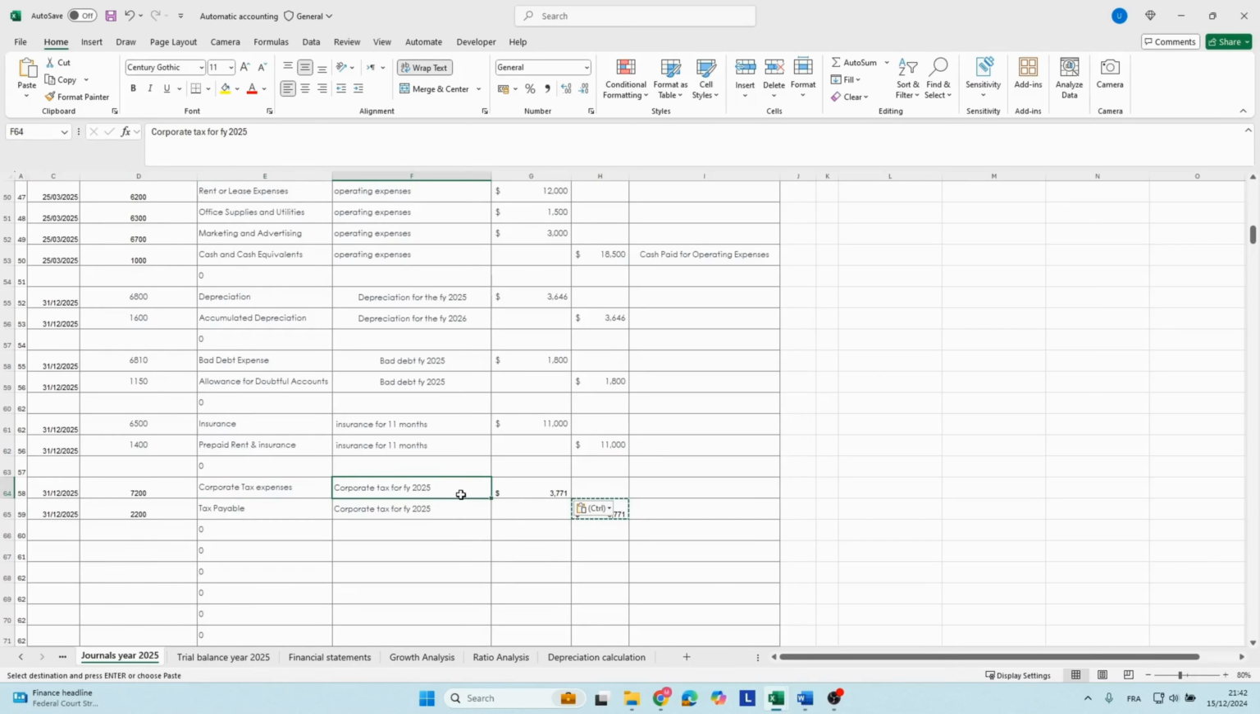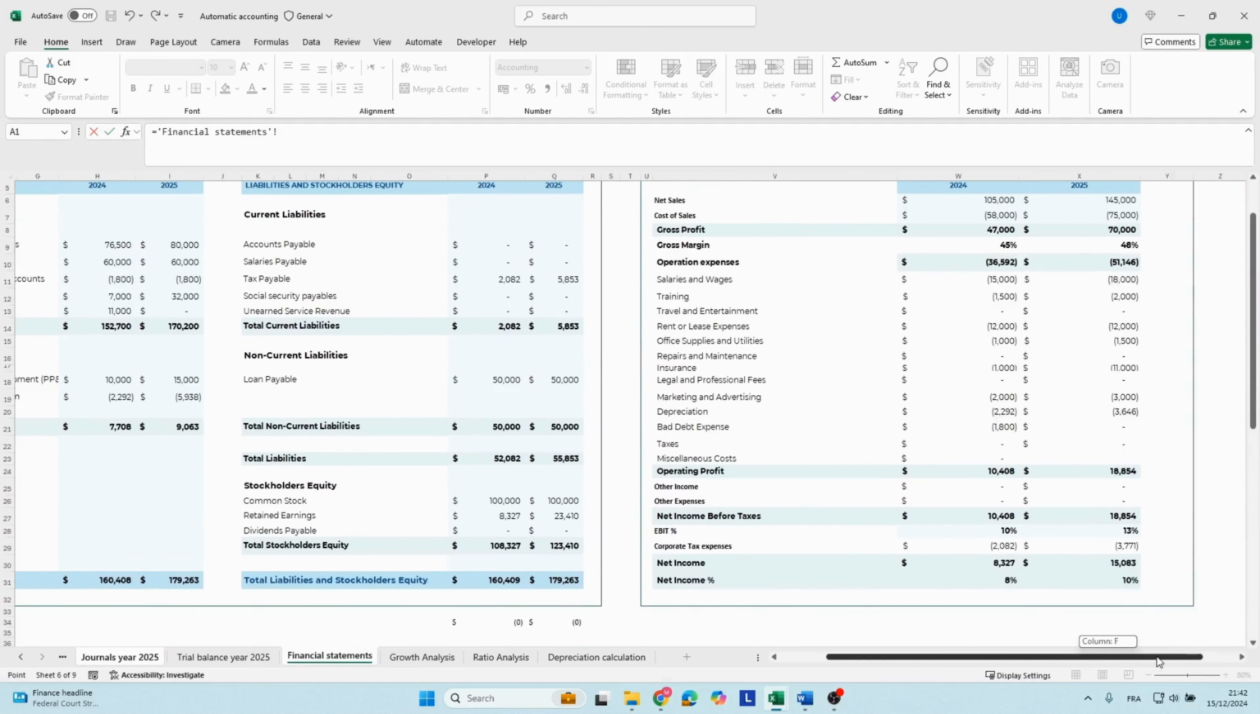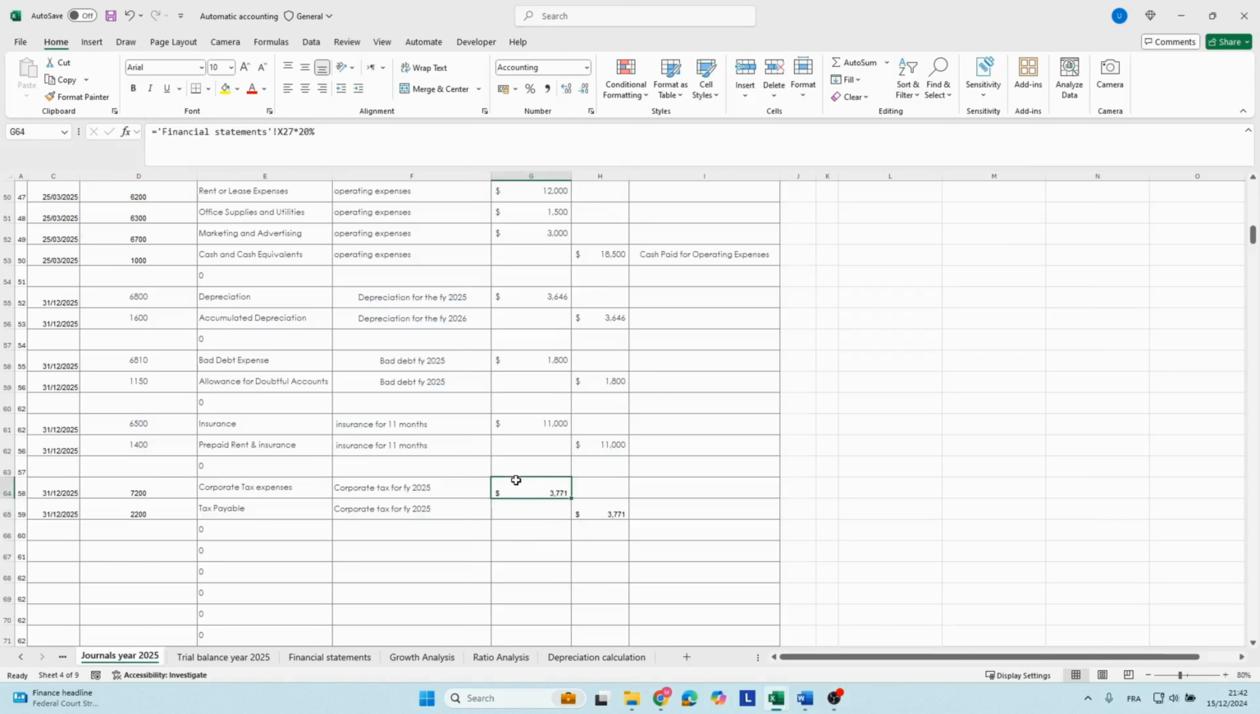We look to the amount of the depreciation. We look to the amount of the EBIT. We see that in the year 2025, we have 18,000. So multiply by 20%, and we get the value of 3,771. And we put the same value on credit. So this is the final transaction for the second year.